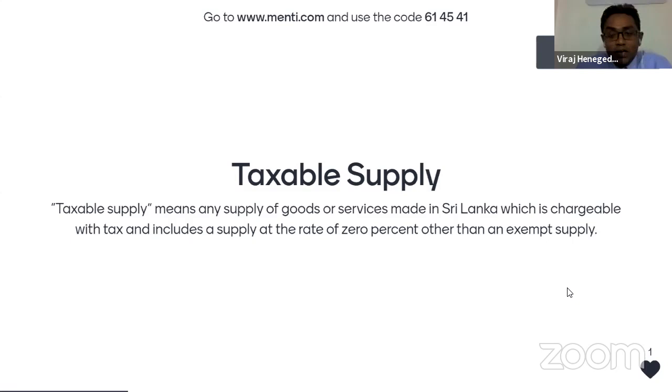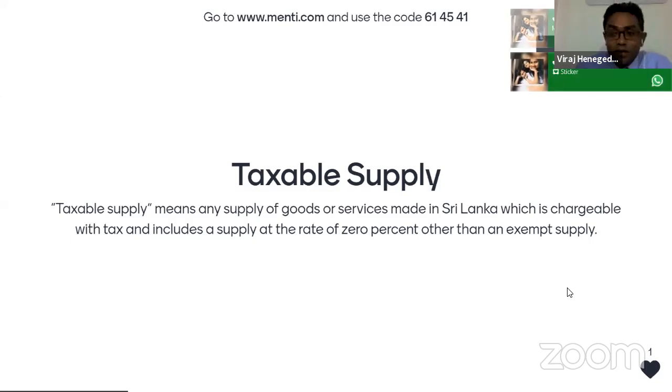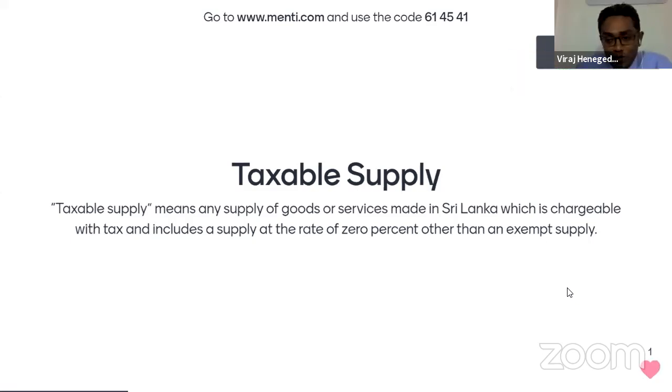Zero rated means, anyway we have a lengthy explanation, but for you to get some idea, 0% basically means you can't charge VAT, but even though you are not charging, you can claim the input VAT. But in exempt supply, what happens? If the particular supply is exempt, you can't claim input as well. So this is the basic difference between the zero rated and the exempt supply.